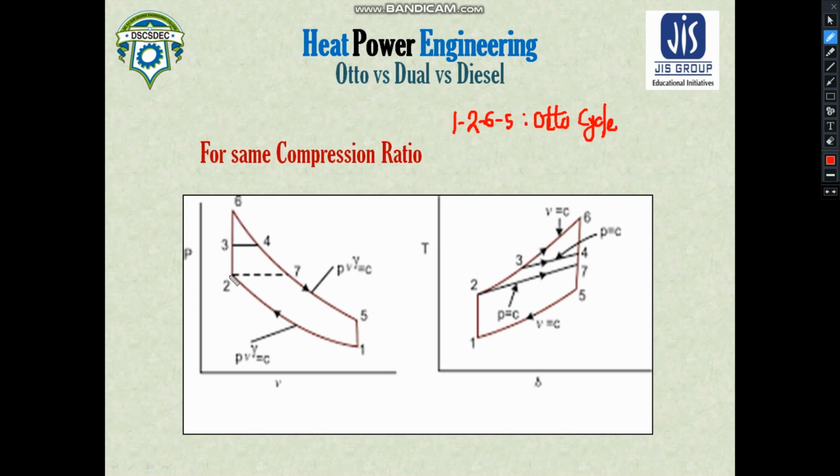Now coming to the cycle 1 2 7 5, which cycle is this? Can you think of it? This is nothing but the diesel cycle, right? Very easy to understand. And the last one I believe you have already identified which cycle I am talking about. It would be 1 2 3 4 5.